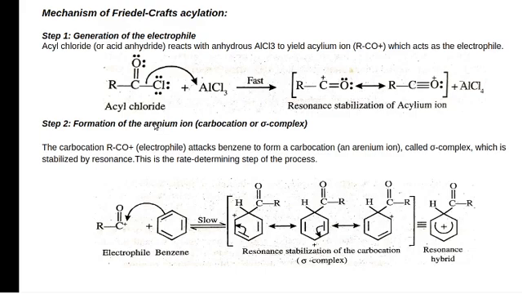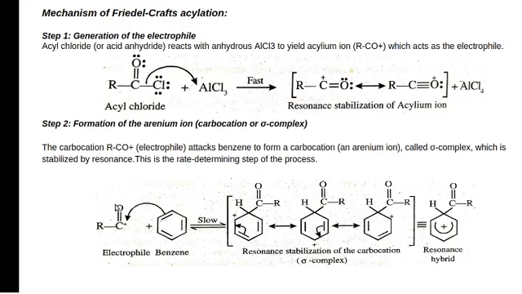The second step involves the formation of the arenium ion, which is a carbocation or sigma complex. The carbocation RCO+, that is the electrophile, attacks benzene to form a carbocation, an arenium ion called the sigma complex, which is stabilized by resonance. This is the rate determining step of the process. This is a slow step, so it is the rate determining step, whereas the first step is the fast step.